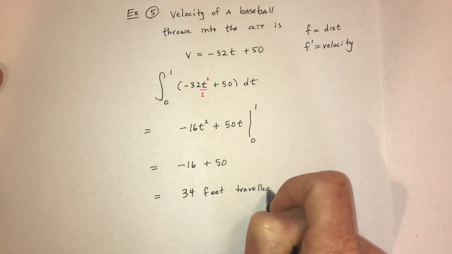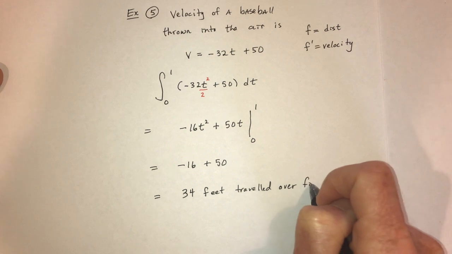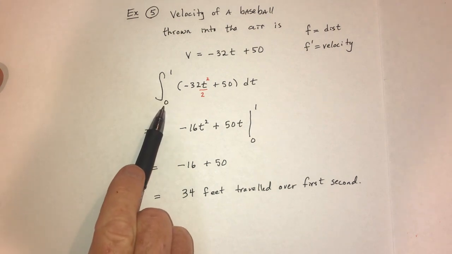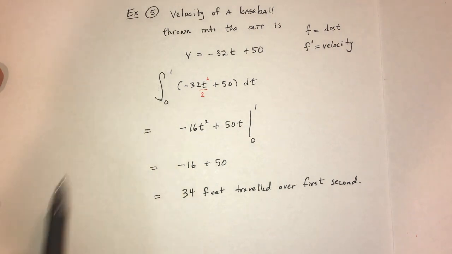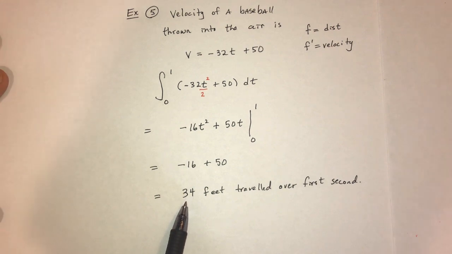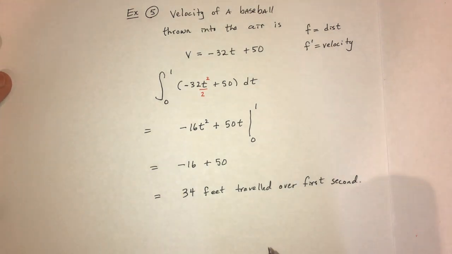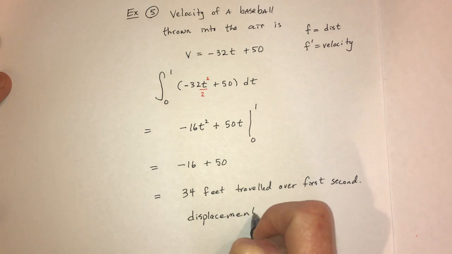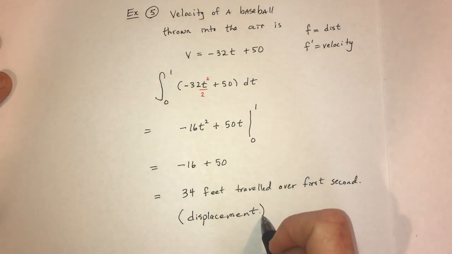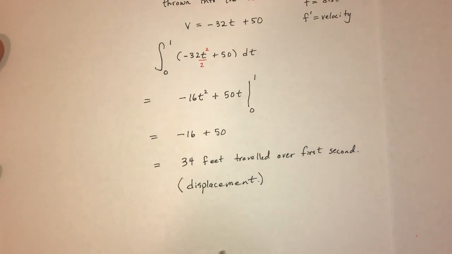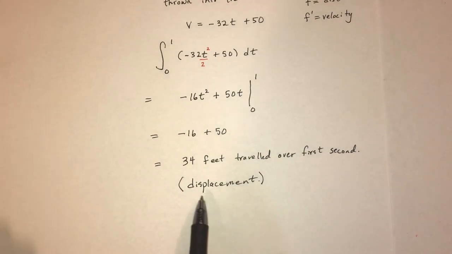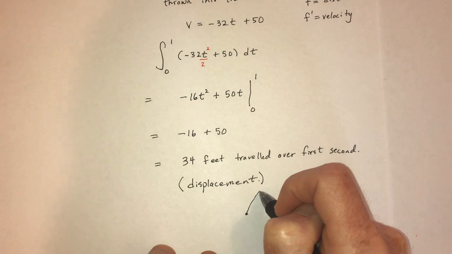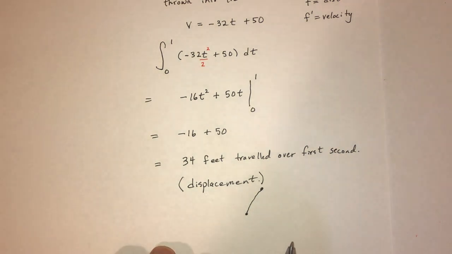Traveled over the first second. So 0 is the instant that it leaves the person's hand, and then 1 second later, it would be 34 feet in the air. This is also called the displacement. So displace is to change it from its place. So the baseball was here at the beginning, and then it would be 34 feet up in the air, so it got displaced 34 feet.